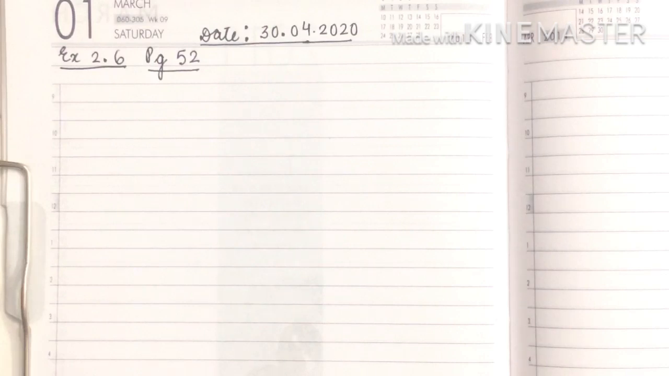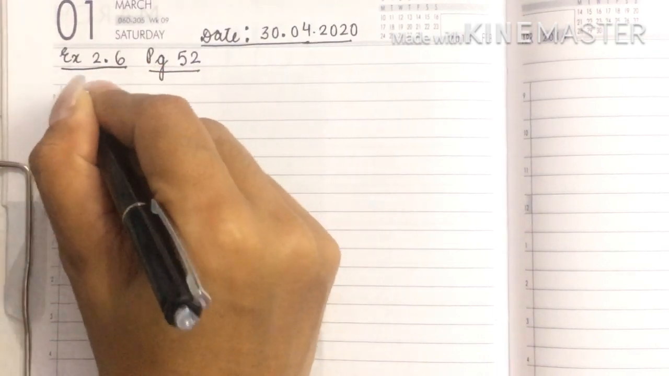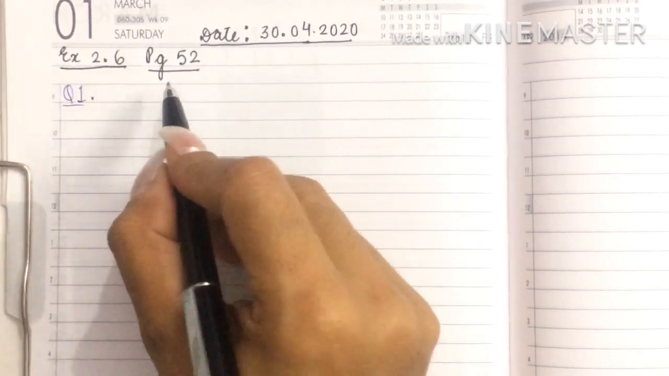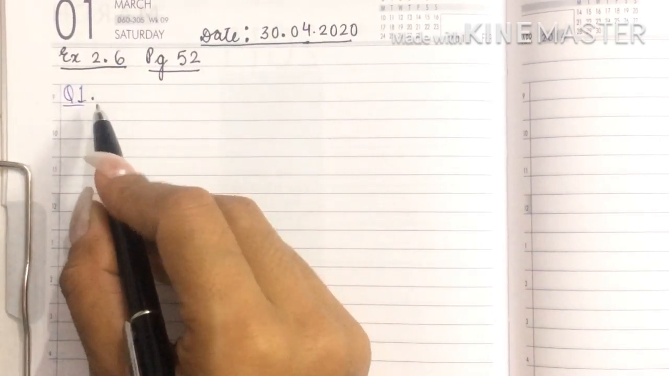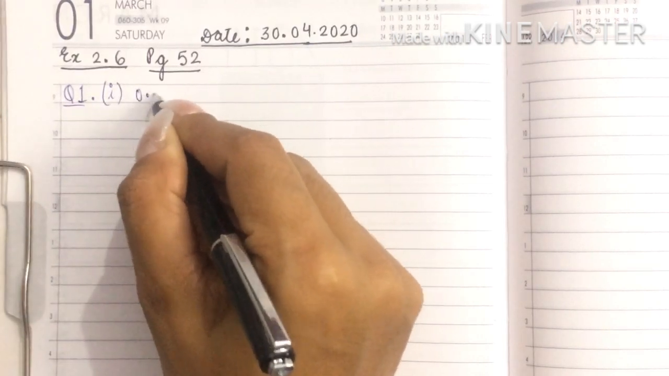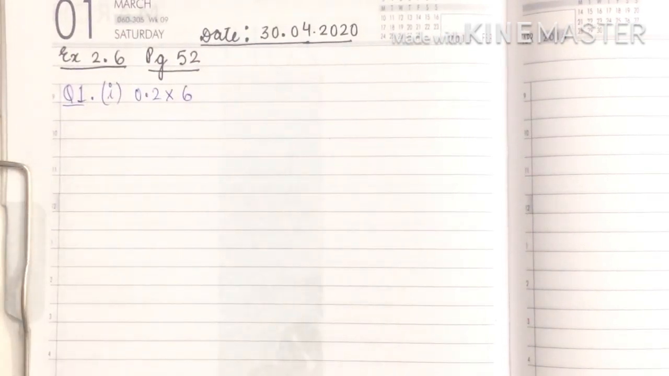Now let us do exercise 2.6, and as usual I will not be doing all parts. I will do few parts from all questions and the rest will be your homework. Question number 1. The exercise is on page number 52. Question number 1, first part, we have 0.2 multiplied by 6, and now it's completely your choice whichever method you want to use. I will be mixing it up. I will be doing some questions with first method and some with second one.